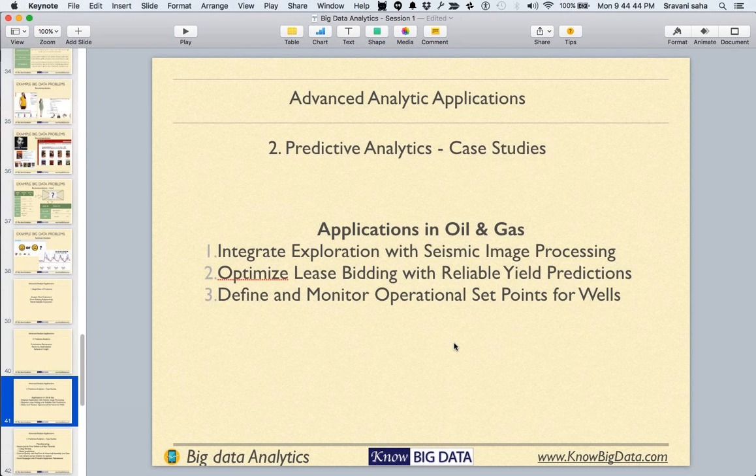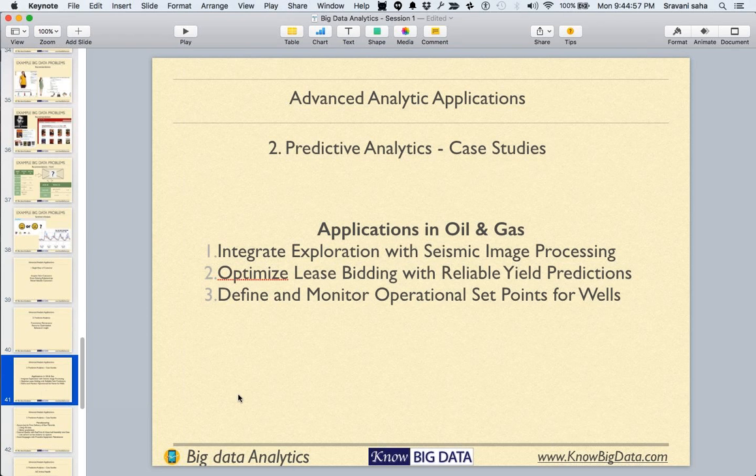Optimize lease bidding and reliable yield prediction, meaning should we bid or should we not bid for an oil well. Define and monitor operation set points for the well. So based on the history of the place, people are able to build various kinds of operational set points in the well.